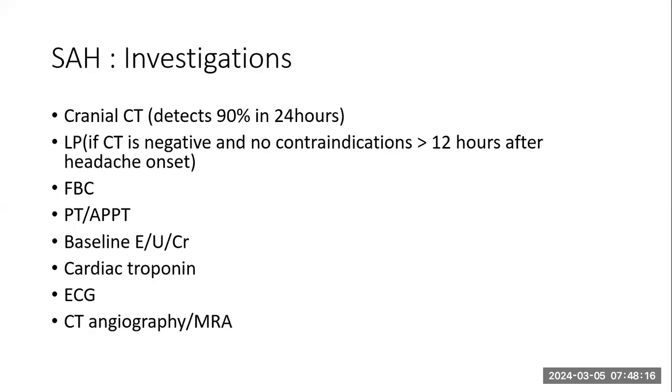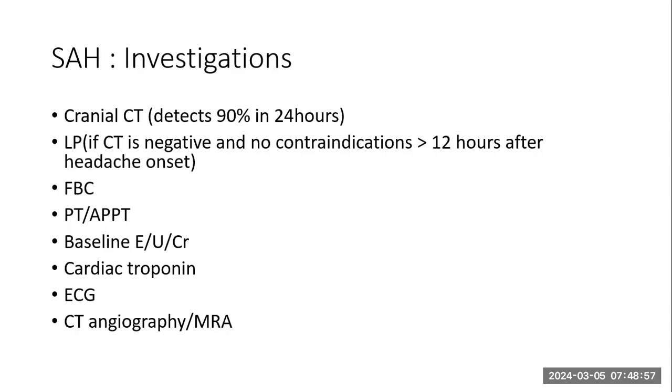So investigations to be done in patients with subarachnoid hemorrhage: cranial CT, which could detect blood in 90% of patients in 24 hours. LP can also be done if the CT is negative and there are no contraindications to lumbar puncture, more than 12 hours after the onset of headache. A full blood count is important to help us rule out any background infection in this patient, and also even look at the platelets. The clotting profile is also important for patients who have a clotting abnormality, which could make them susceptible. It's good to have a baseline EUCR done such that while managing the patient, if there are issues along the line, we can make a comparison with our baseline EUCR.